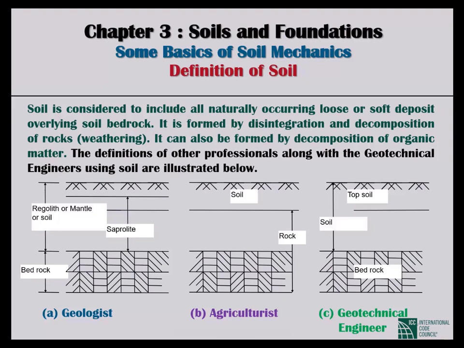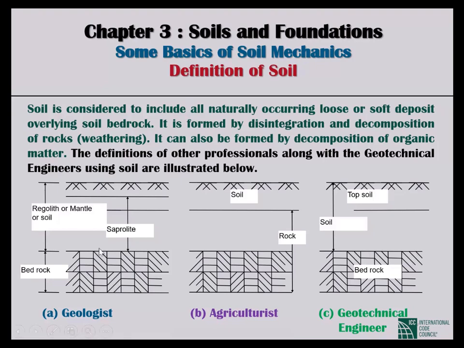The reason is that there are so many complexities in soil mechanics, unlike other mechanics. So we are saying that whatever loose material overlies a bedrock, we call it soil. But there are other definitions as well, used by other professionals. For agriculturists, soil is the top portion of the ground surface, responsible for the growth of plants. But we are not really interested in the growth of plants. Rather, what agriculturists define as soil is, for us, the top soil. And before any construction, usually we remove this top soil. Could you get my point?